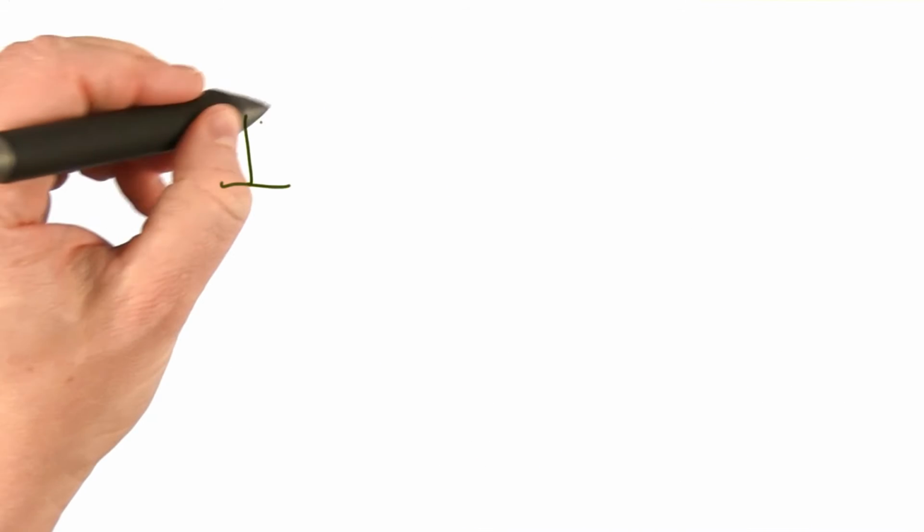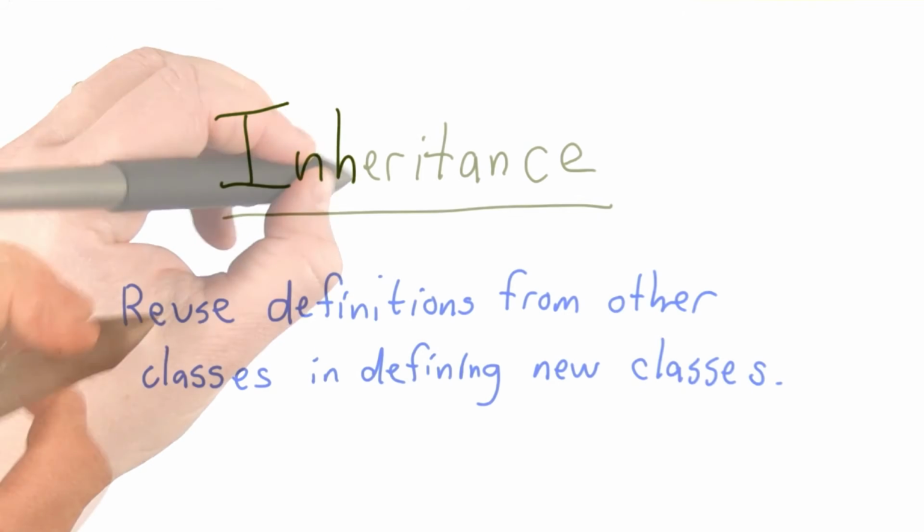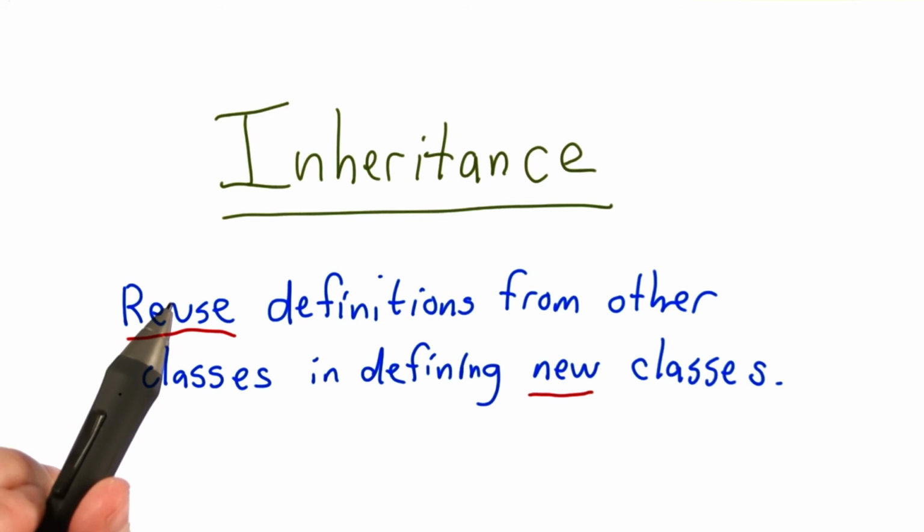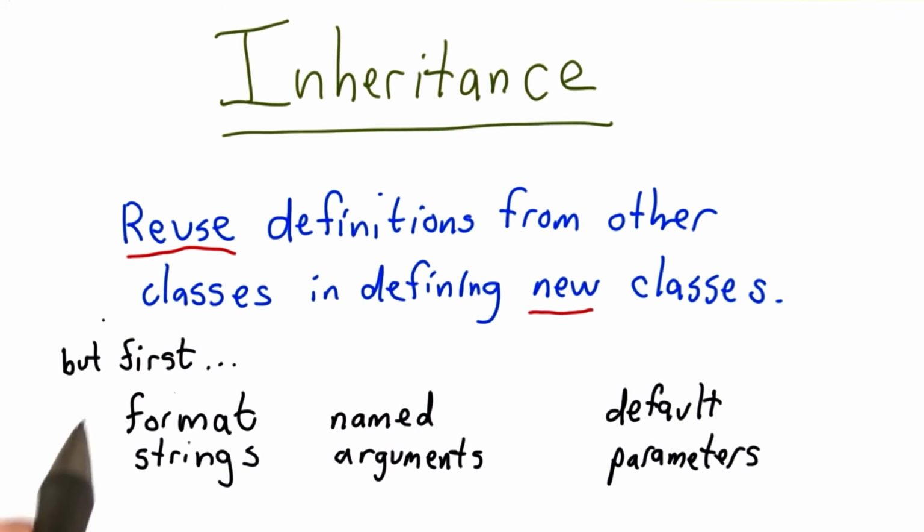What's going on here is what we call inheritance, which is a way to reuse definitions from other classes when we define new classes. We'll get to inheritance soon, as well as the mystery of where these extra magic methods came from.